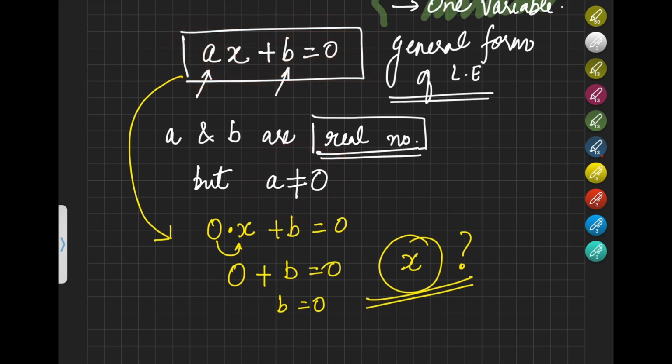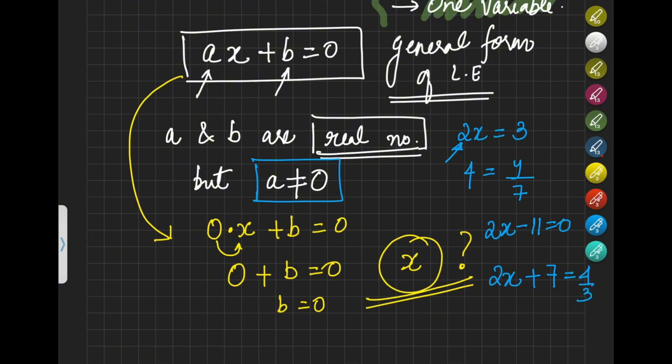b can be 0. Like we can write in this form, we can write 2x is equal to 3. I can write 4 is equal to y by 7. I can also write 2x minus 11 is equal to 0. I can also write 2x plus 7 is equal to 4 by 3. Anything, but the coefficient of the variable should not be equal to 0. This is what you have to remember.